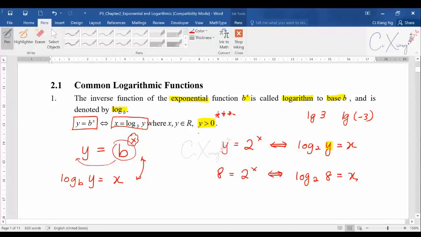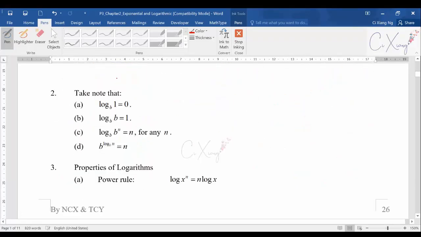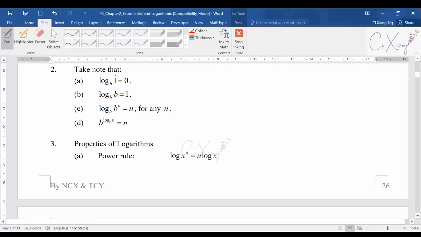Alright, so this is something that you need to know. Very, very basic. Try to understand the relationship between the exponential and the log. They are actually inverse functions of each other. Then if we proceed further, there are some results that you need to know. First one, when you have log base b, no matter what the value of b, as long as you have log 1, the answer is always equal to 0.